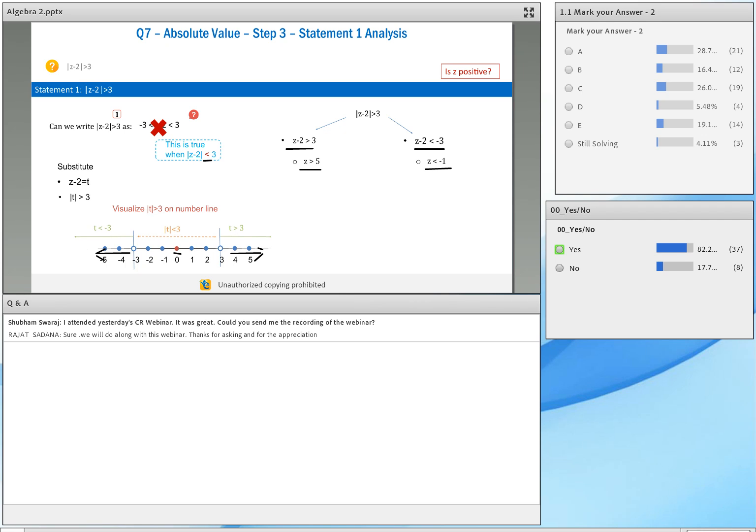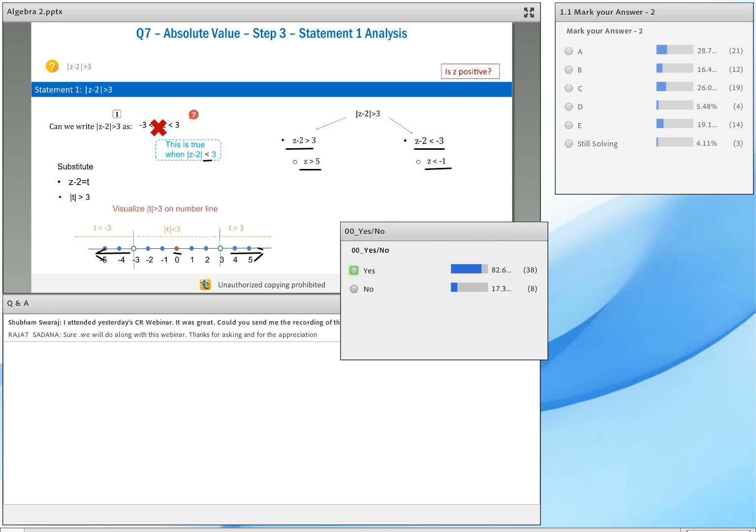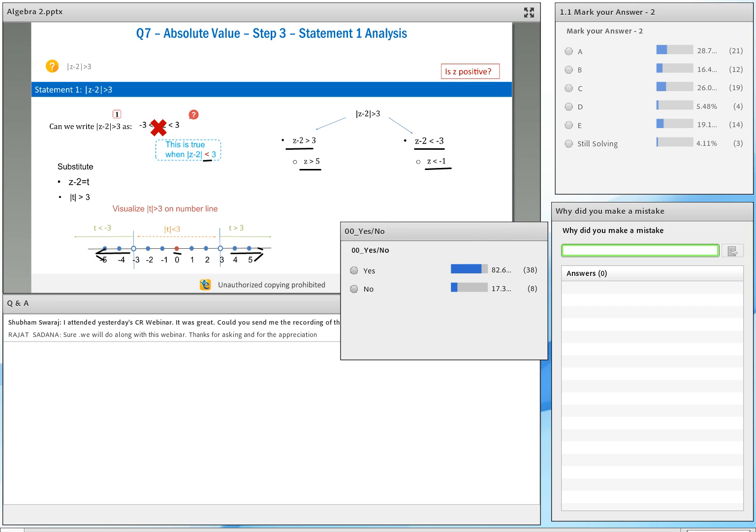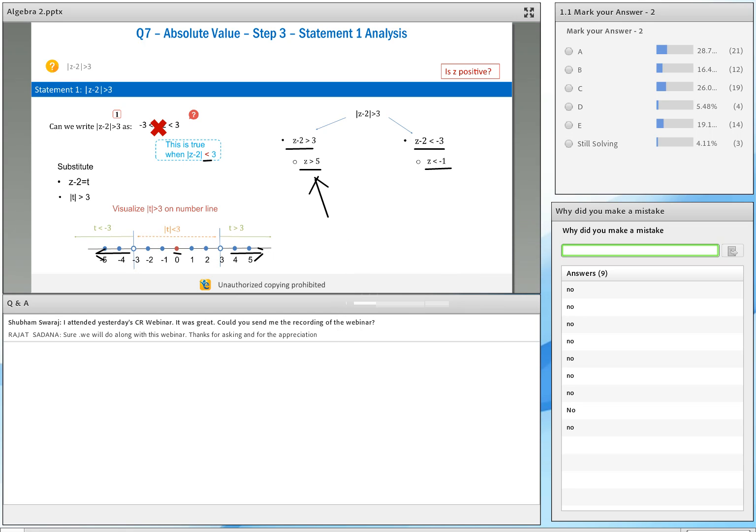Now, let's put in a short answer poll. Can z be greater than 5? And those of you saying no, tell me why. Why can't z be greater than 5? Because the absolute value of z has to be less than 6, so z has to be less than 6. So z can't be greater than 5. You guys are absolutely correct.